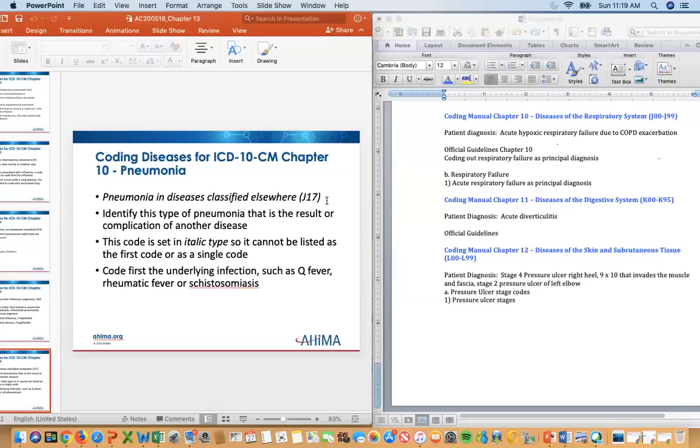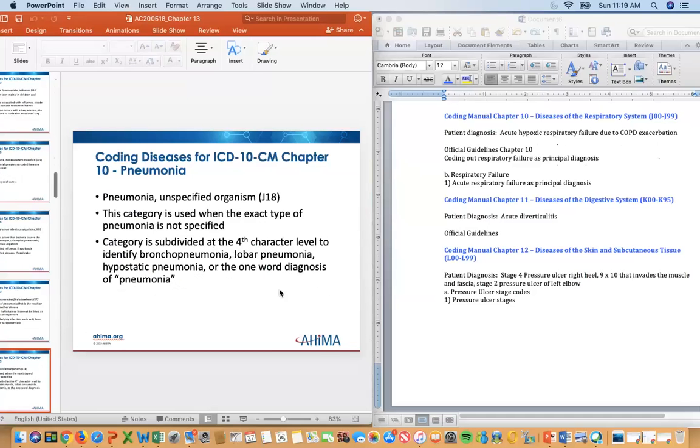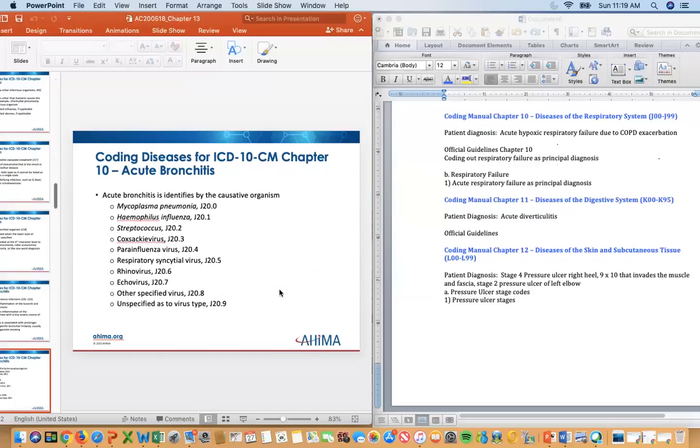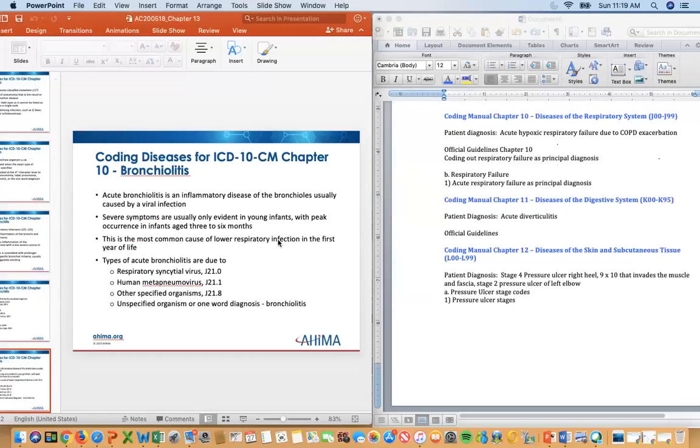You see J17, pneumonia in diseases classifiable elsewhere, which you should have learned throughout the first official guidelines, that when it's in italics, it means that you'll code the underlying condition first. Okay, so we just keep moving. I talk about the fourth digit, obviously. Here's some more acute bronchitis. It's giving you some of the organisms, or the bug we call them in the real world.